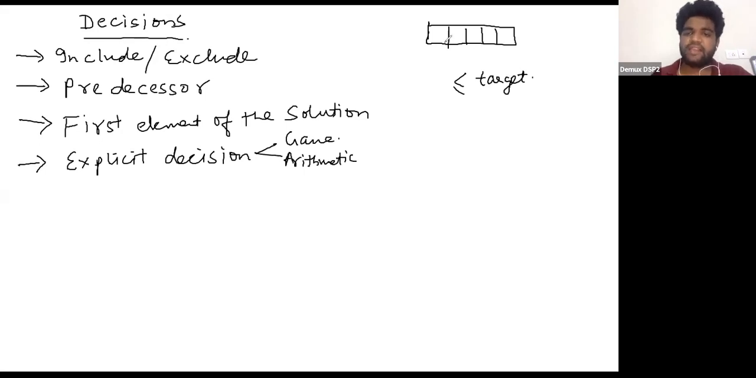Right? And there we said that there could be 2 ways you could go about doing this. You could think about the first element, which was this decision. You could think about the first element of the eventual solution, the solution which gives you a sum which is as large as possible and which is less than or equal to the target, right? And there we said that the first element could be any of this. So that was this decision.